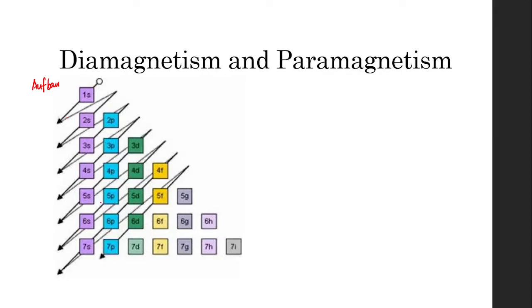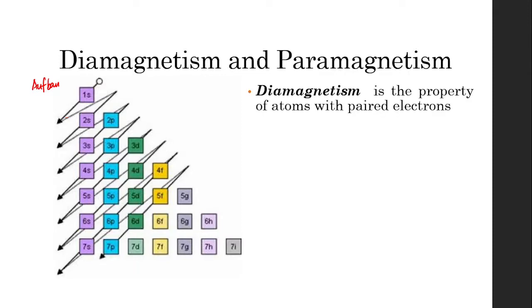And then next, diamagnetism versus paramagnetism. Diamagnetism basically is the property of an atom with paired electrons. An atom that has all its electrons paired is called diamagnetic, which means it does not get attracted to a magnetic source. So if I have an atom right here and I have a magnet right here, usually a huge magnet, this atom will not get attracted to that magnet. It's because all the electrons are paired.